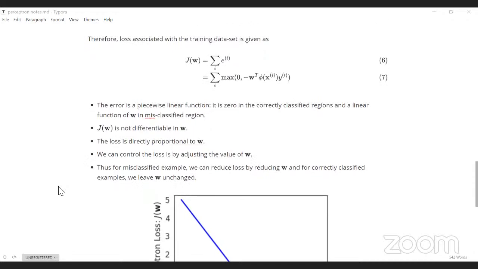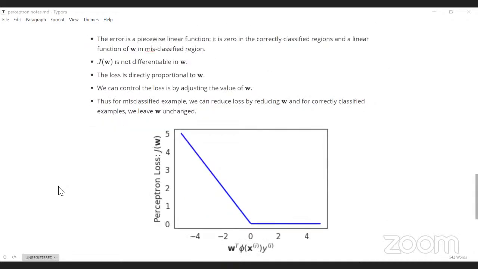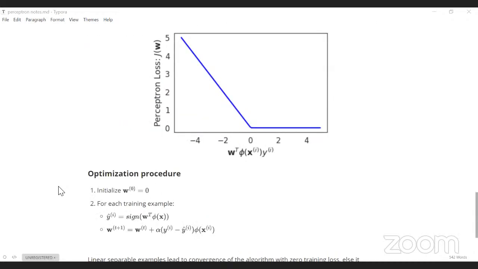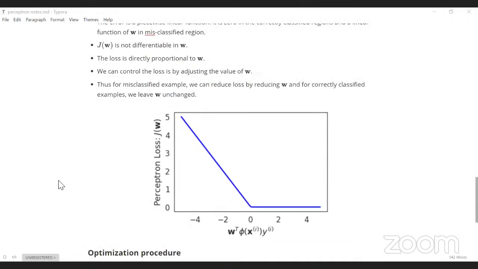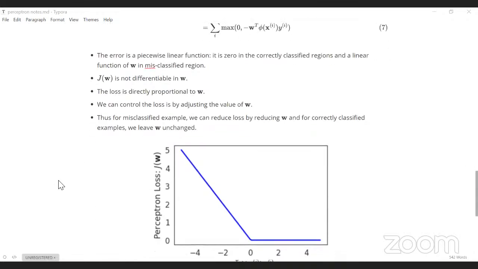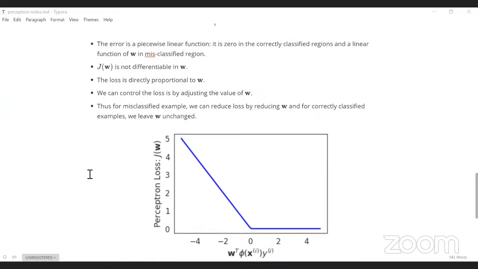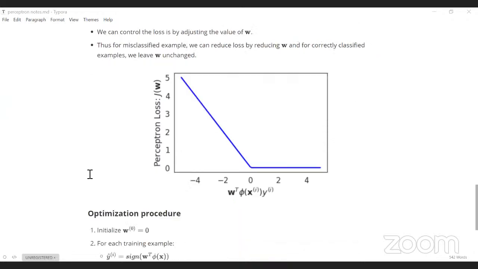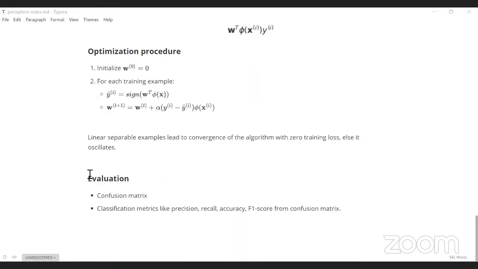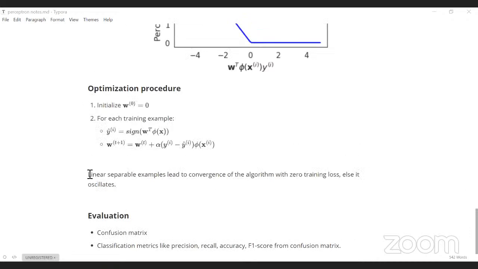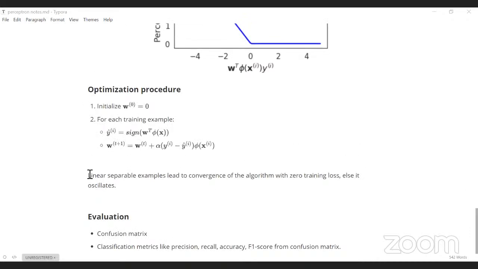The main part here is how to optimize this, because J(W) is not differentiable in this case. So we cannot use the normal equation methods, nor gradient descent or stochastic gradient descent, because J(W) is not differentiable here. So what is the procedure? Before moving to that, remember these points: W0 gives you the distance from the origin, and vector W gives the orientation of the hyperplane.